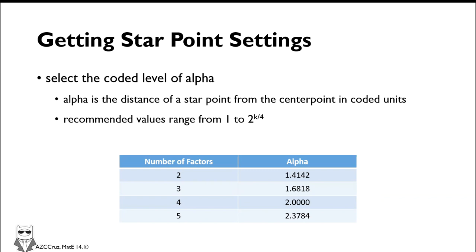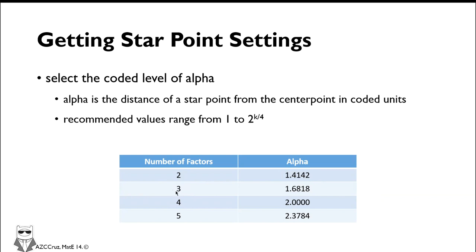Tapos dadagdagan mo pa ng star point runs mo. Okay, so depending on the number of factors, mag-iiba yung magiging alpha value mo, no? So for this case, since we have number of factors is 2, ang alpha na gagamitin natin is actually 1.4142. This is actually just square root of 2, itong value na to. Pero hindi necessary na yung alpha is equal to square root ng number of factors, no?